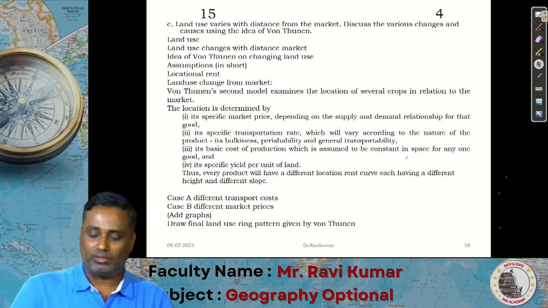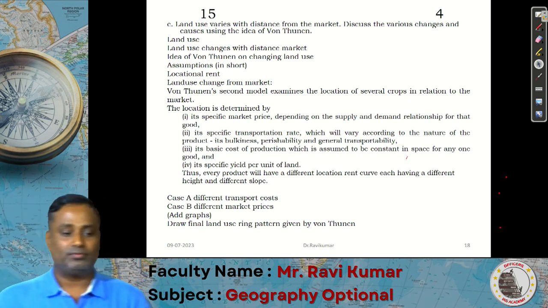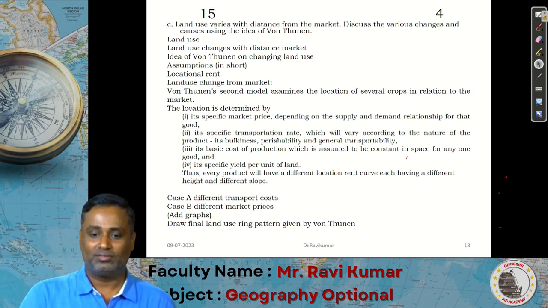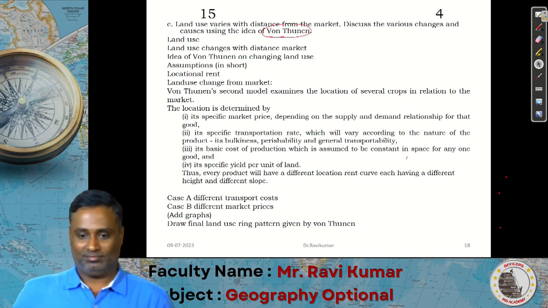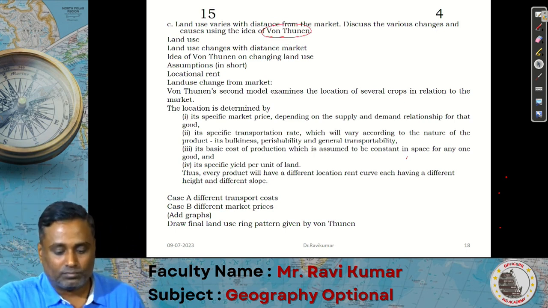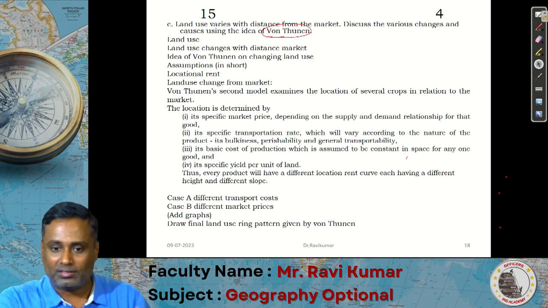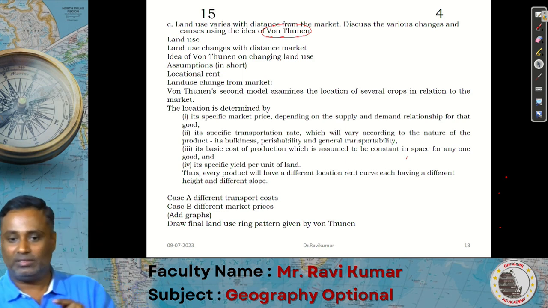Land use varies with the distance from the market. Discuss the various changes and the causes using the idea of Von Thünen. Finally, we enter into Von Thünen. Right? Okay, what are they asking? Land use varies with the distance from the market. Intensity theory or land use theory? What is given here? Land use is openly asked, the land use model, not the intensity model.